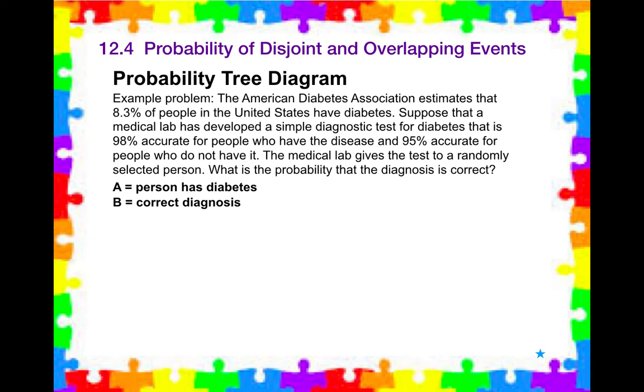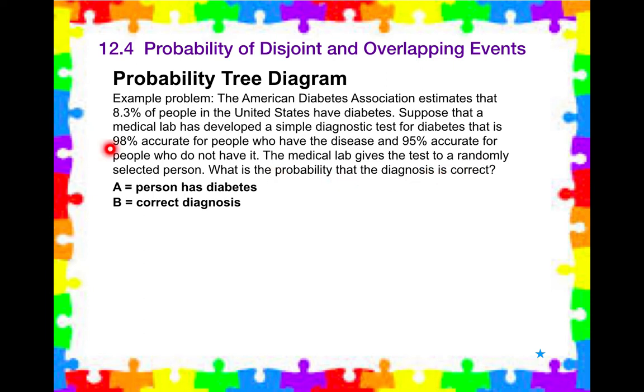Let's use a tree diagram in this case. The American Diabetes Association estimates that 8.3% of people in the United States have diabetes. Suppose that there's a simple diagnostic test for diabetes that is 98% accurate for people who have the disease and 95% accurate for people who do not have the disease. So then they give this test to a randomly selected person. What is the probability that the diagnosis is going to be correct?